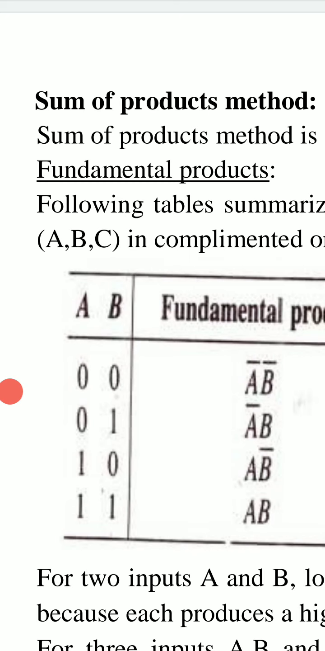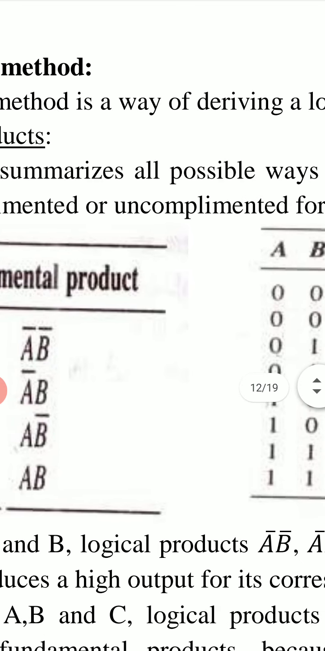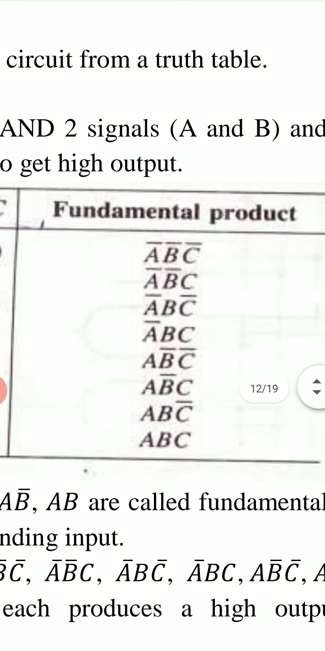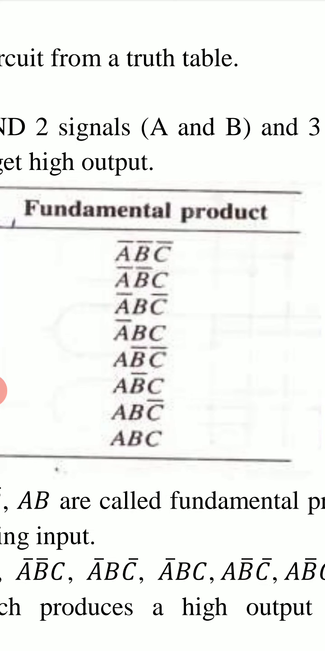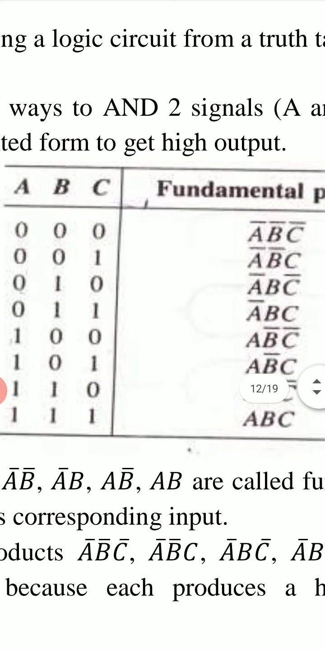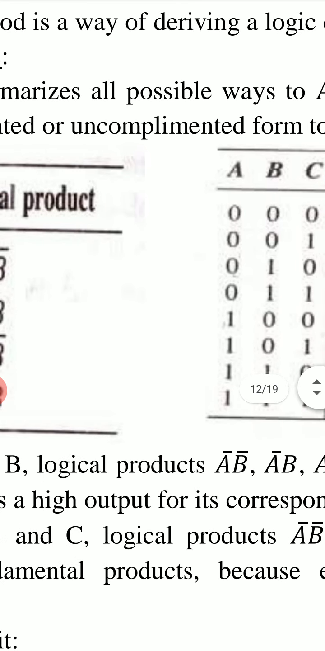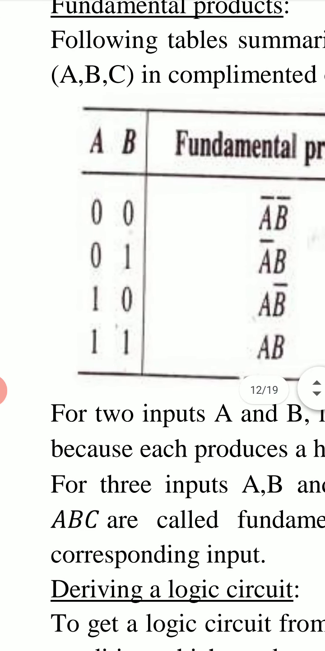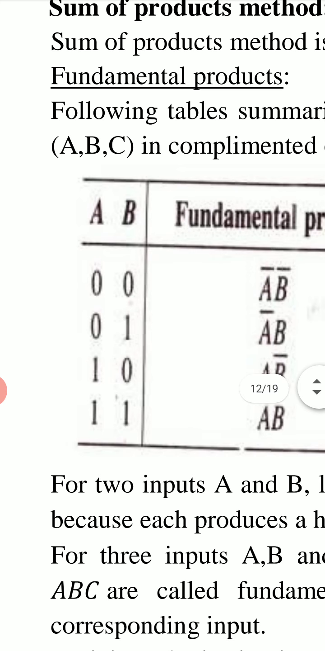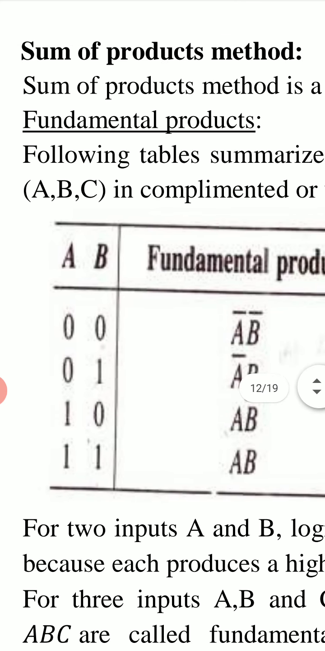Sum of products method. Sum of products method is a way of deriving a logic circuit from a truth table. Now we want to derive a logic circuit which produces a given truth table. For this, we will use the sum of products method. First, we will see what fundamental products are.